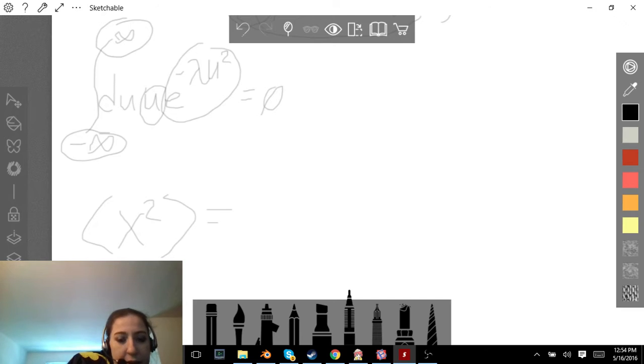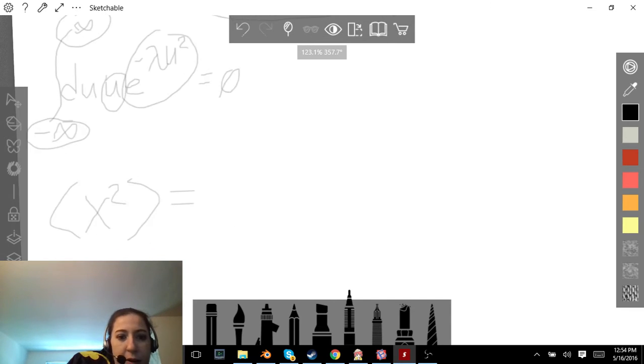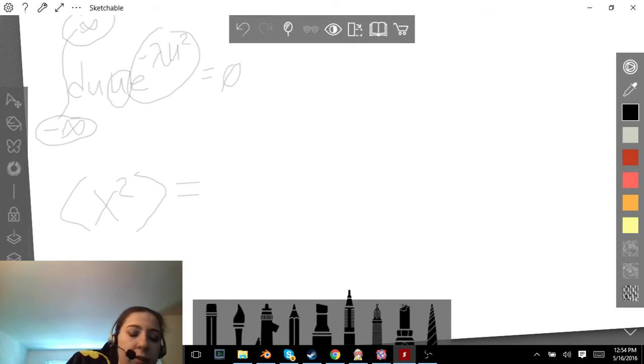To find sigma I need the expectation value of x squared. And here's kind of a spoiler. For x squared we're going to have even times even, so that's not going to be equal to 0 because it's going to be an even function. Okay, I'm going to do the same U-substitution idea again.